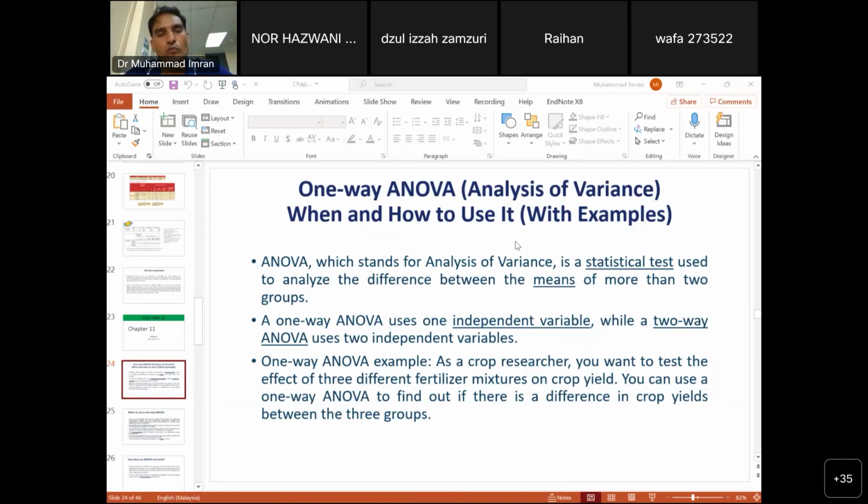Okay. So, a one-way ANOVA example: as a crop researcher, you want to test the effect of three different fertilizer mixtures on the crop yield. That means one IV and one DV, but the IV should have more than two groups, and those groups' effect can be checked on the DV. In this case, the different fertilizer mixture is the IV, and the crop yield increasing or decreasing is the DV. You can use a one-way ANOVA to find out if there is a difference in the crop yield between the three groups. Three groups mean fertilizer mixture group 1, group 2, group 3.